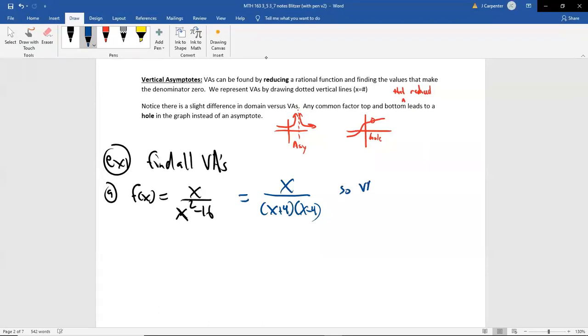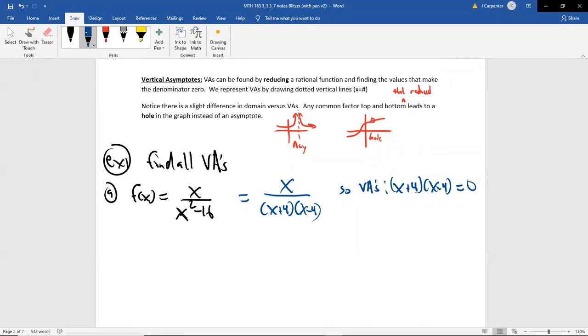So for the vertical asymptotes, we do not care what the top is. If nothing reduces, we don't care what the top is at this point for finding VAs. We just take the bottom and we set it equal to 0. This is exactly the same as finding the domain because nothing canceled. If something had canceled, the domain would be different than the vertical asymptotes. And again, we'll see that example.